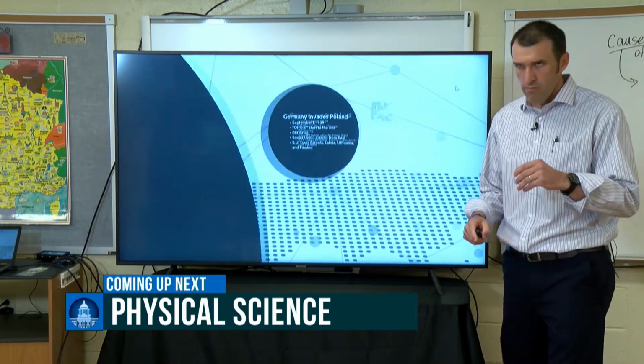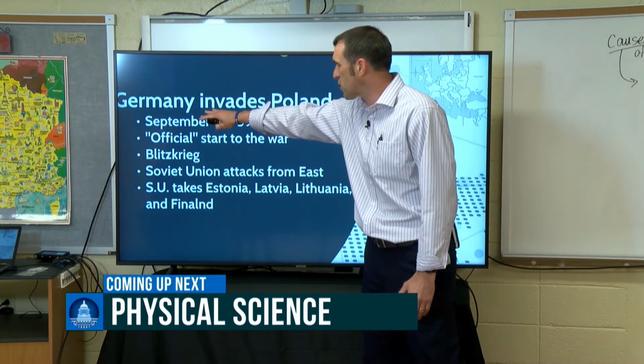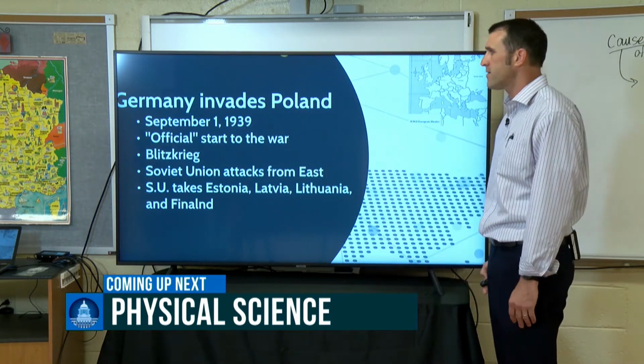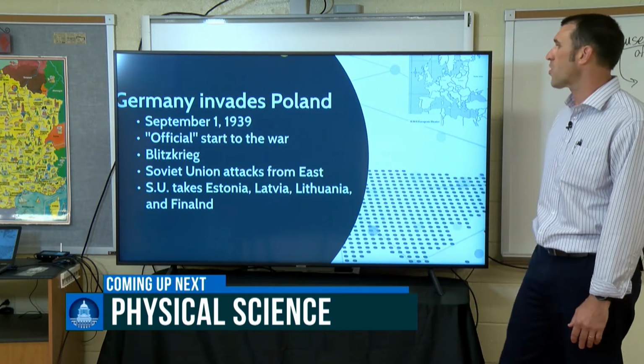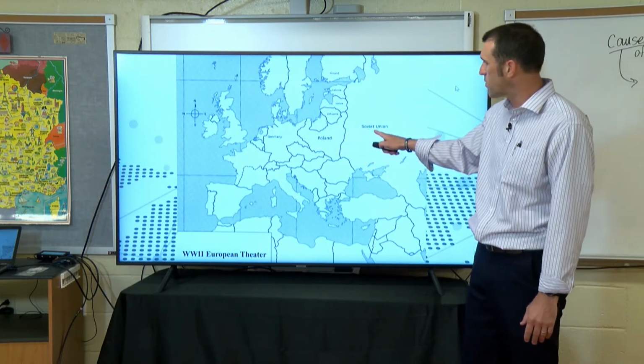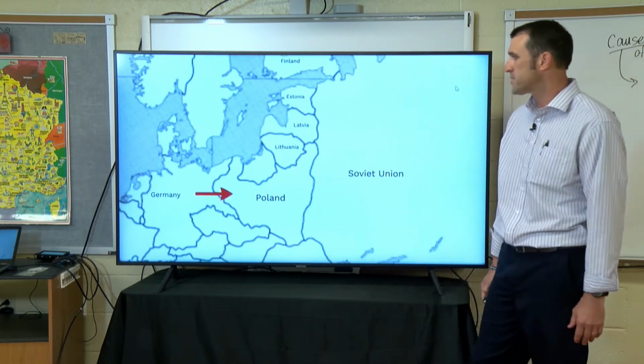So the official start was when Germany invaded their neighbor Poland, September the 1st, 1939. And this was the official start to the war. Just to give you a visual, Germany here, Soviet Union here, and Germany invaded Poland.